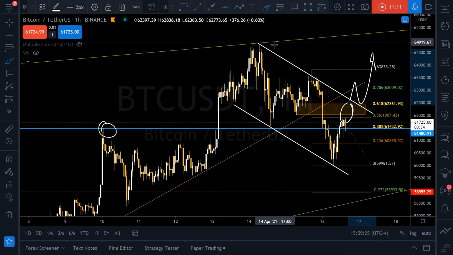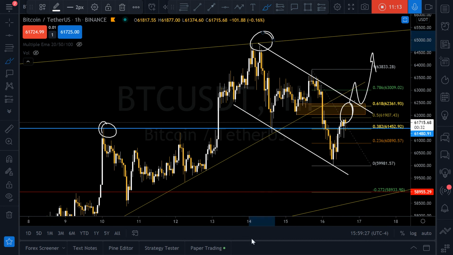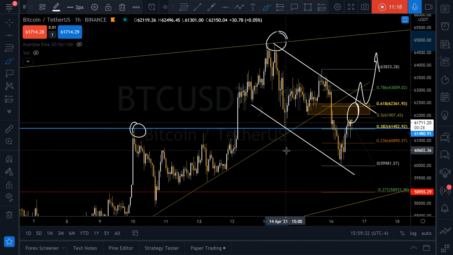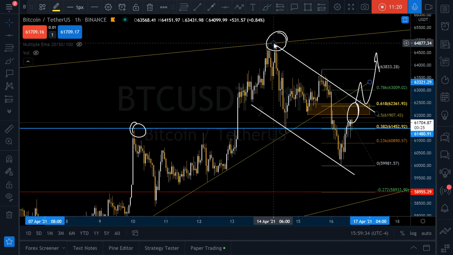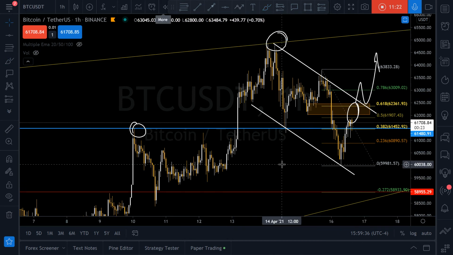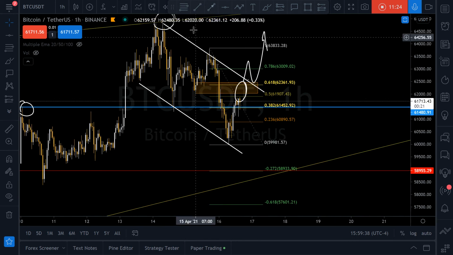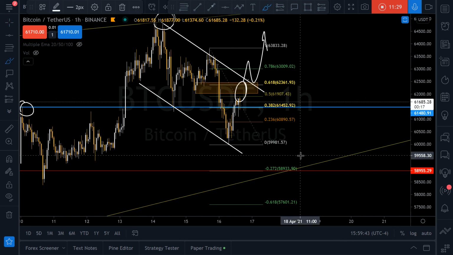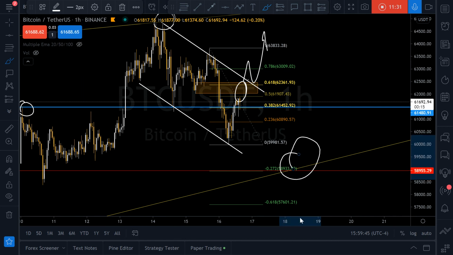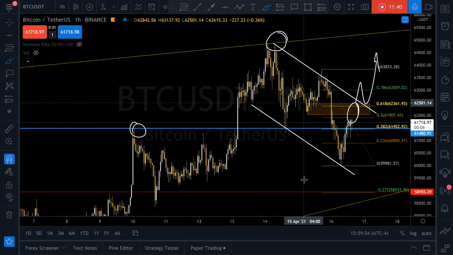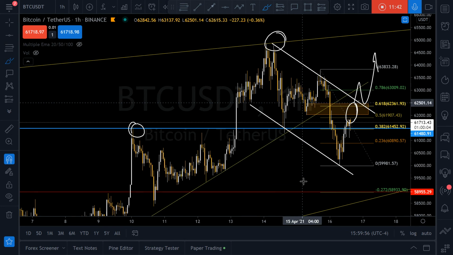But we've already touched this side of the ascending wedge. Okay, we've already touched that side of the ascending wedge. Don't get thrown off by that. Naturally, it's highly probable that price wants to touch the support line of the ascending wedge. That's my thoughts. That's where I'm thinking.